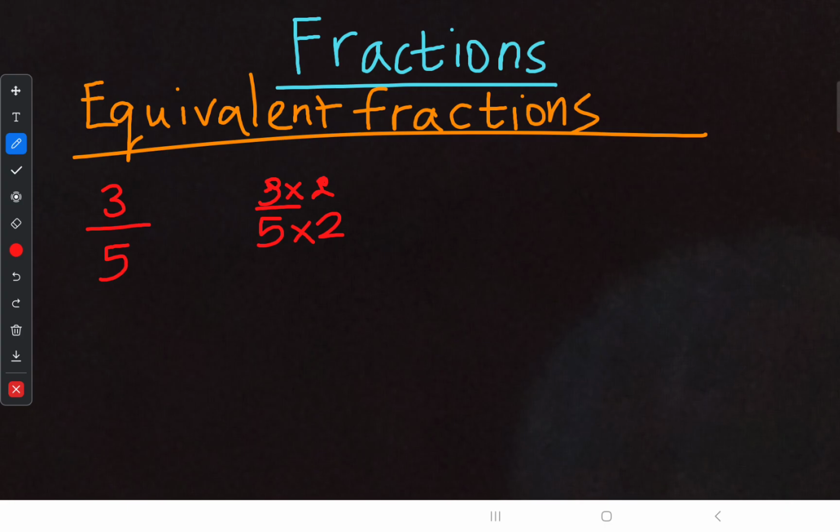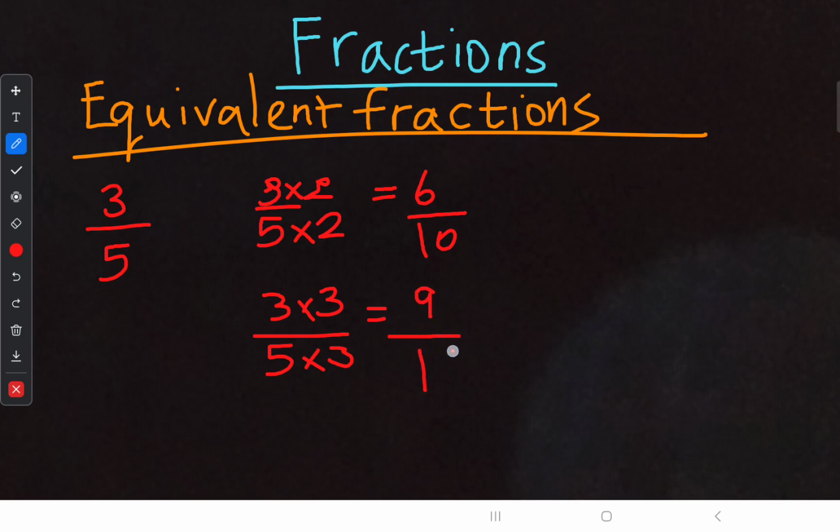Otherwise, he will get angry. Likewise, you can remember this. You should multiply both these numbers by the same number. So 3 2s are 6, 5 2s are 10. For another equivalent fraction for 3 upon 5, multiply by the number 3. We will multiply both the denominator and numerator by 3. 3 3s are 9, 5 3s are 15.